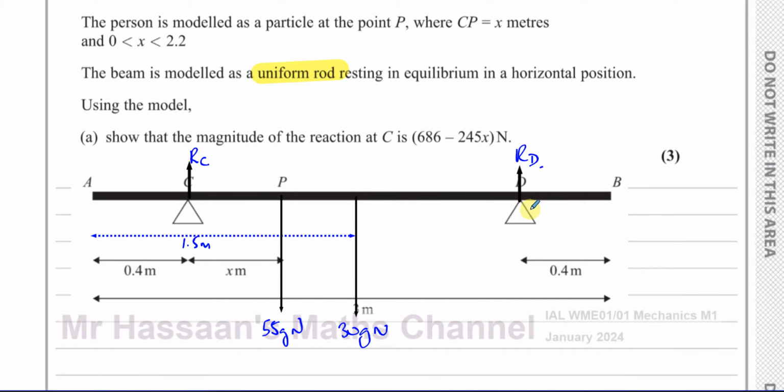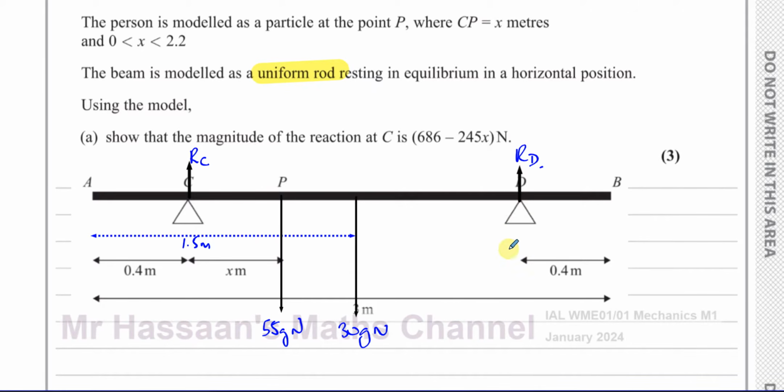We could, if you wanted to, take moments about some other point. For example, if I took moments about A, I'd have one equation with two unknowns, RC and RD. Then I could take moments about some other place and have another equation, or I could use the fact that the total forces upwards and the total forces downwards will be equal to each other. So I can use simultaneous equations, but the easiest by far way to deal with it is to eliminate one of those forces immediately by taking moments about the force that we don't need to know.